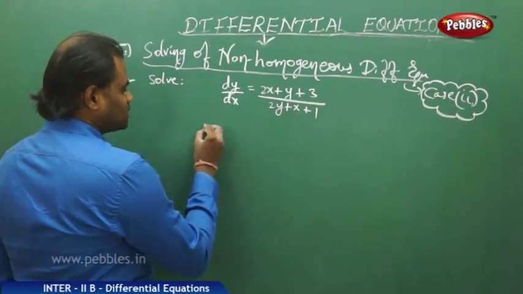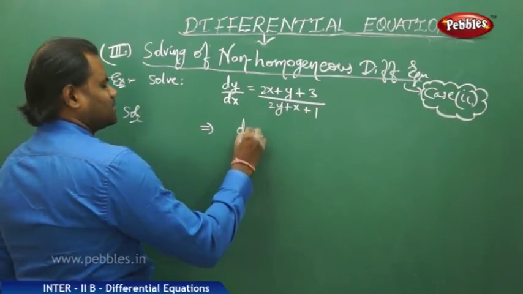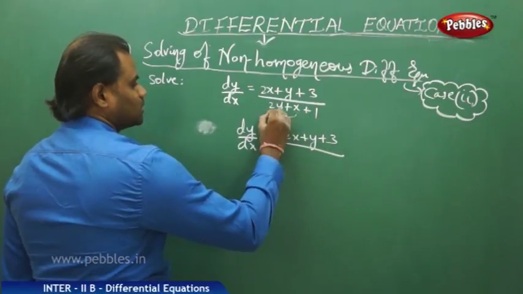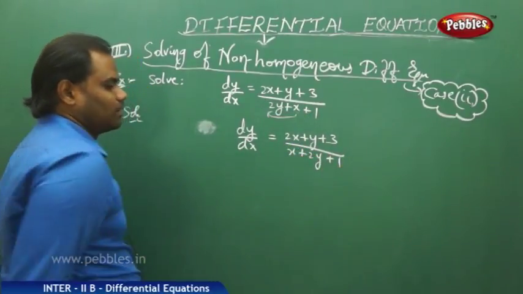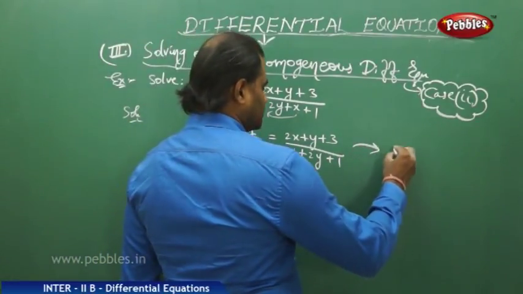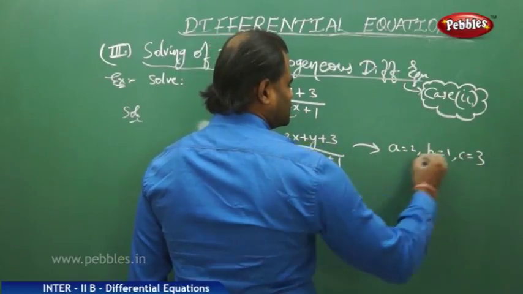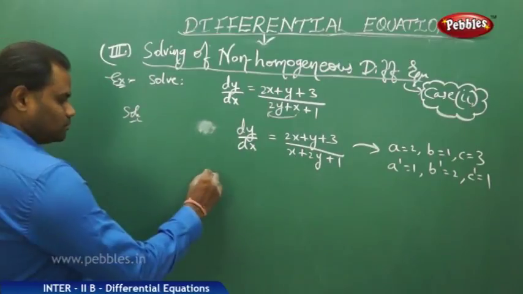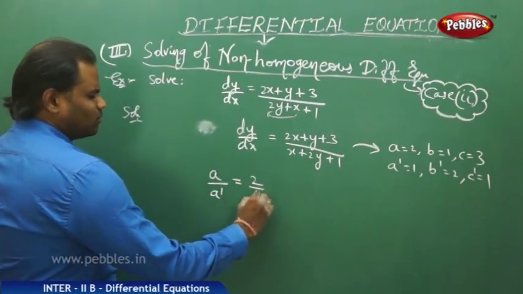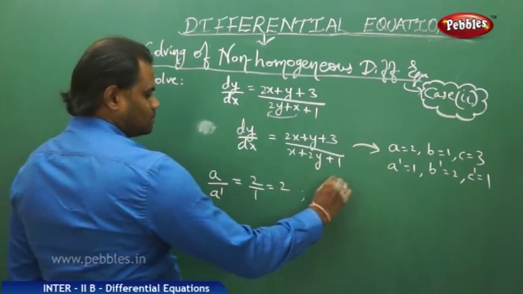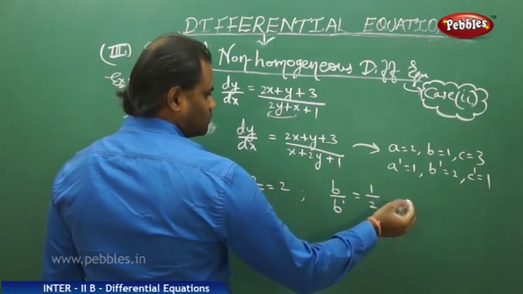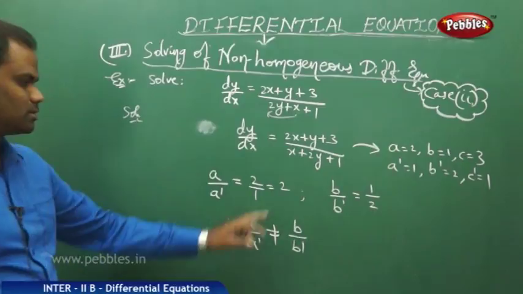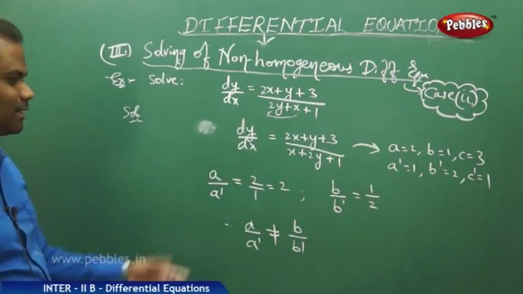Now rearranging them in the form of x and y, this gets reduced to dy by dx equals 2x plus y plus 3 by x plus 2y plus 1. Now clearly comparing this, a is 2, b is 1, c is 3, a dash is 1, b dash is 2, c dash is 1. Now to check, a by a dash is 2 by 1, which is 2, and b by b dash is 1 by 2. Therefore, clearly a by a dash is not equal to b by b dash because 2 and 1 by 2 are not equal. So this clearly comes under case 2.